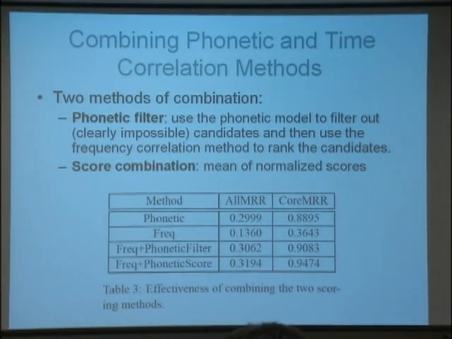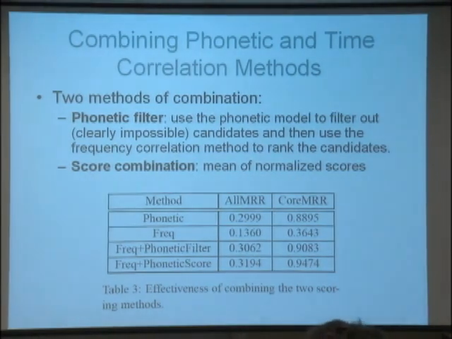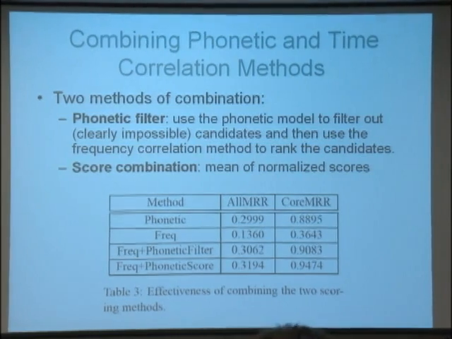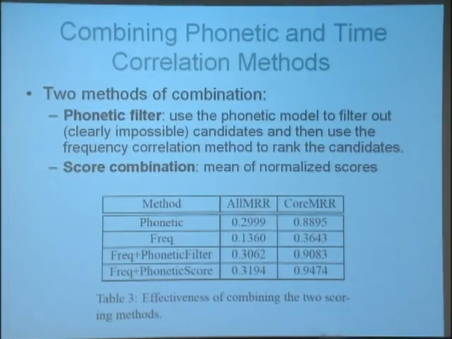So I'm not going to go into the details here, but basically some of the previous work we've done, and other people have done, is to show that if you combine these two sources of evidence, both phonetic and temporal correlation, you can do better than either one alone. And in fact, depending upon how you do the combination, and that's something we plan to work on in the workshop, you can do substantially better than just using the phonetic distance.